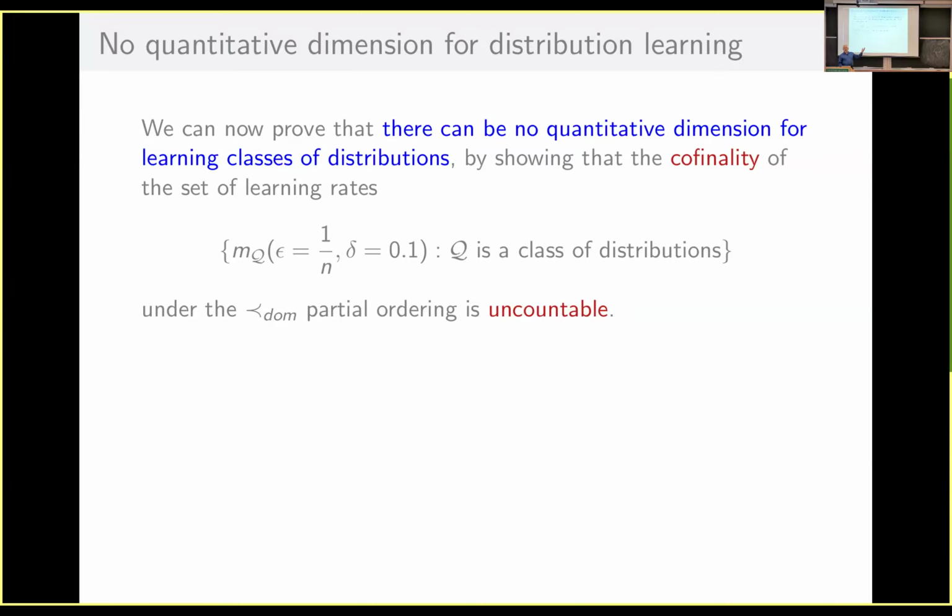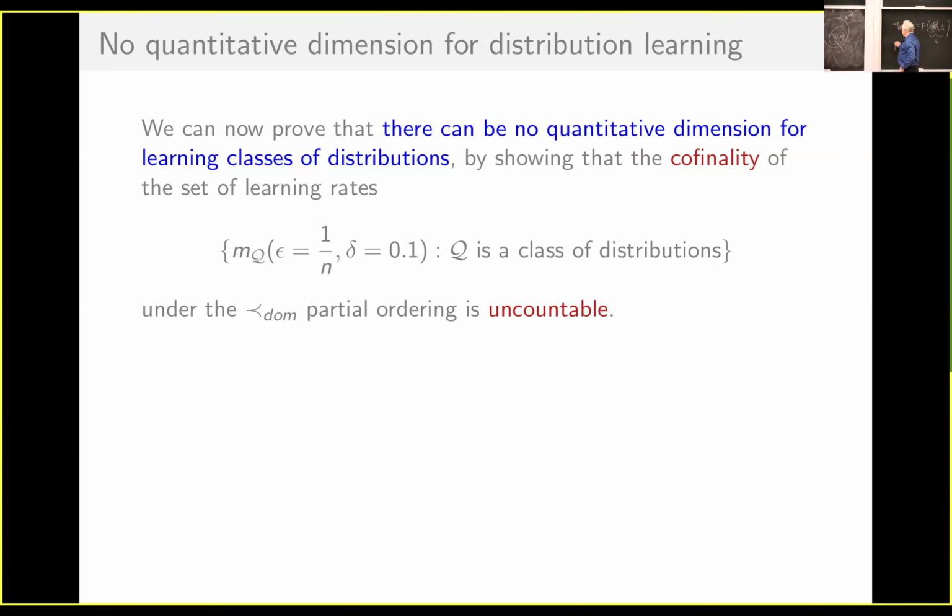We already know of one set that has uncountable cofinality, n to the n. So I will show that the set of all these functions is cofinal in n to the n. And since n to the n has uncountable cofinality, if this set is cofinal in it, it also has uncountable cofinality, because cofinality is transitive.